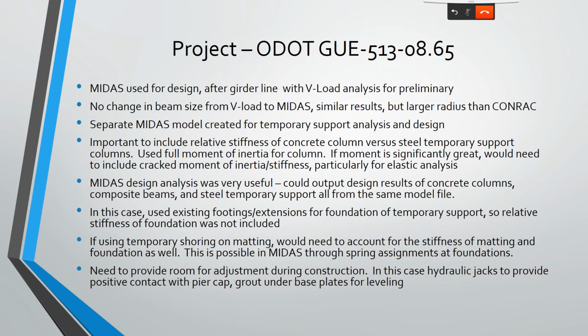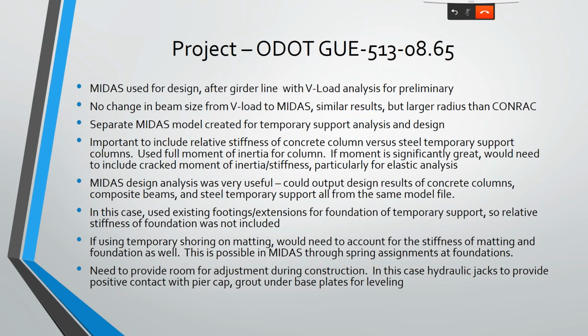In our case, we used a full moment of inertia for the column. That was mainly due to the fact that the column remained in compression. If your moment is big enough to pull a side of that column into tension, you probably need to be using a cracked moment of inertia for elastic analysis. But if you have enough compression that it's not really going to crack, you can use the full section.